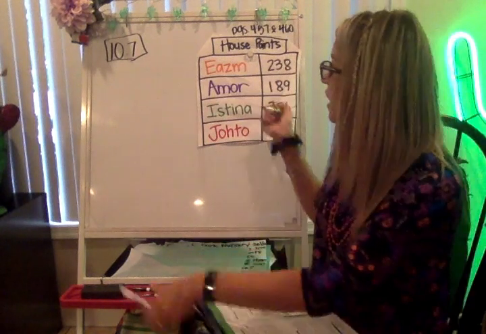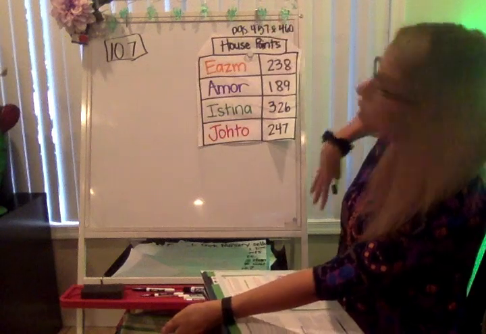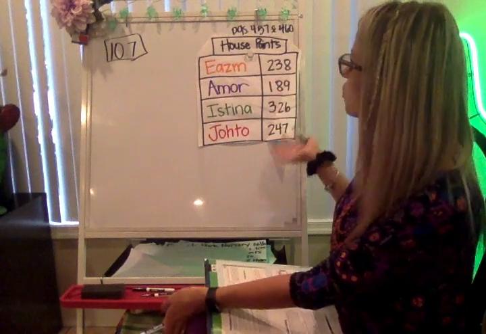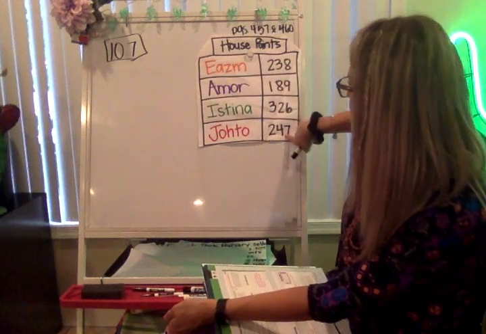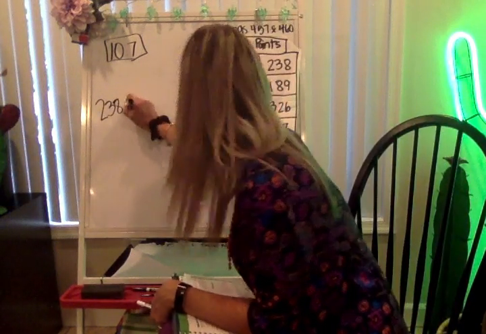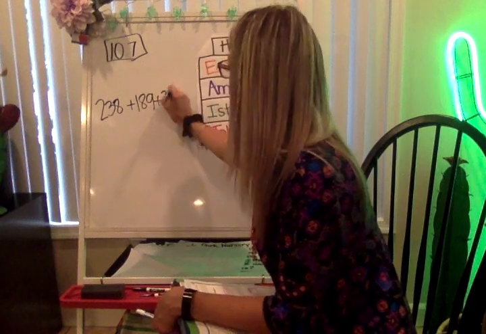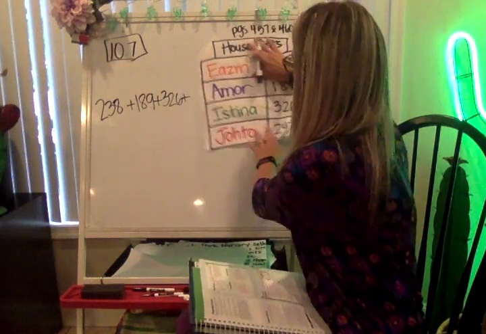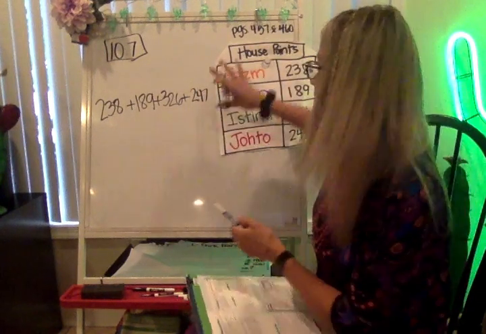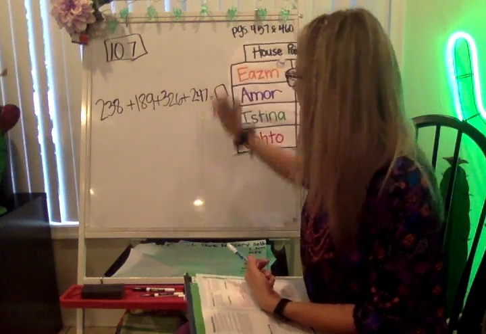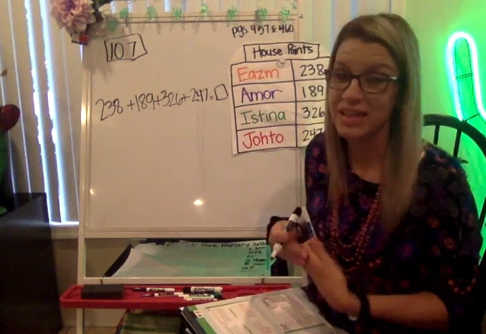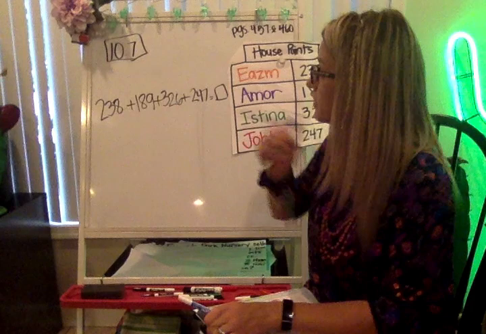Another example, if I was asked to find what was the total number of house points that I had from this chart, if you're trying to find the total number, you need to add all of these together. So it would be 238 plus 189 plus 326 plus the 247. That would be what your equation would have to be to find the sum of all of those answers. Now, you likely won't have an equation with that many numbers at this point, but it really is cool for you to have the ability to do that.